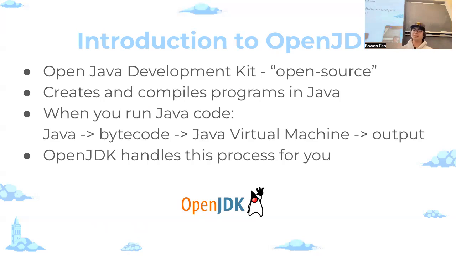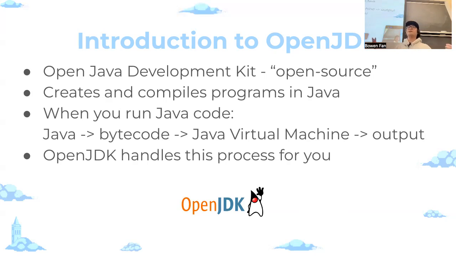OpenJDK is what you actually download when you look up how to download Java, because Java itself is a programming language, but your computer doesn't necessarily know how to interpret that coding language. So there's something called Java OpenJDK, which has a virtual machine inside of it to interpret Java. Basically any computer can download OpenJDK and run Java, and it would all be good. You don't have to necessarily have a Mac, Linux system, or a Windows system.